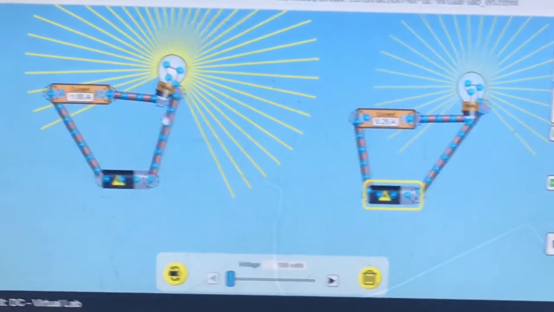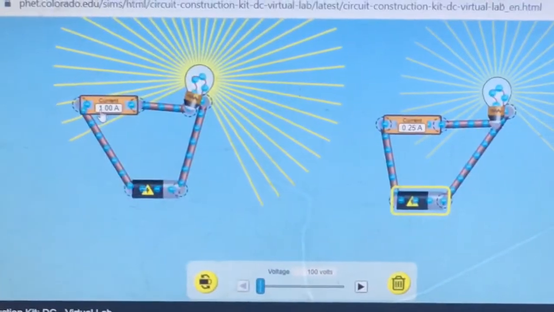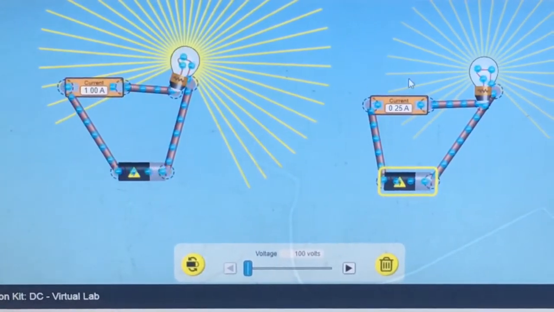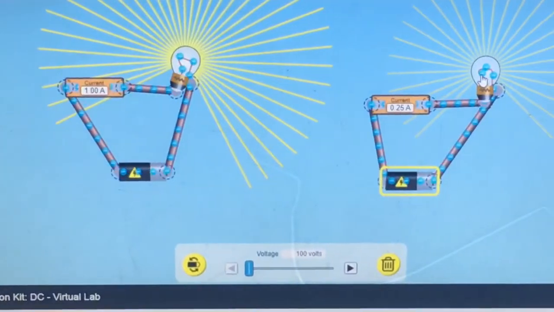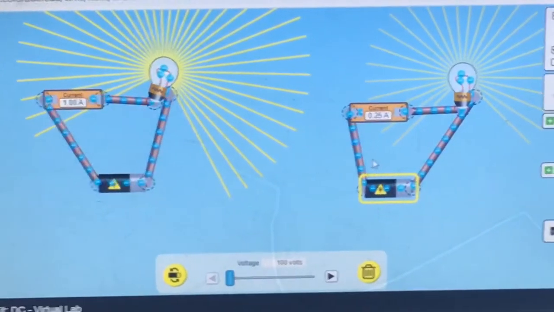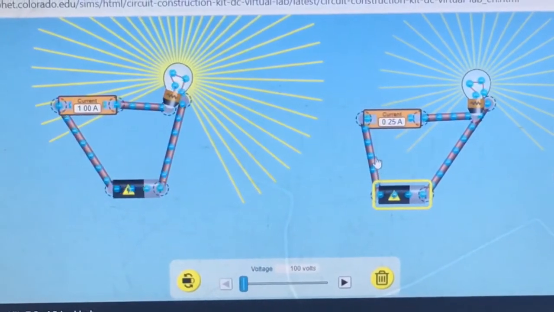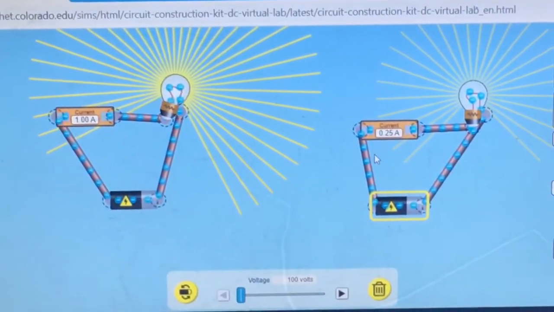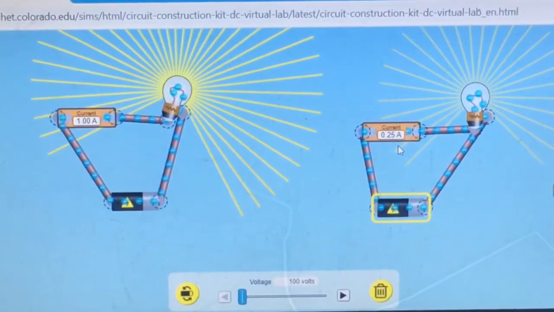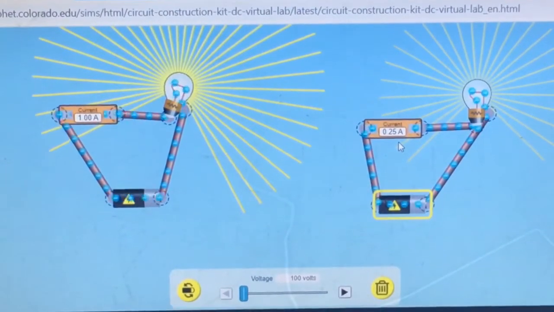So you can see the electrons are moving very fast. You can see the current is 1 amp. If the power is 60 watts here, the resistance is going to be very high. If the resistance is very high, there will be less flow of electrons, so less current. So now we'll come to the concept: what is power?